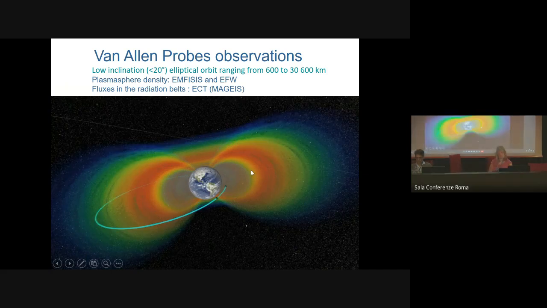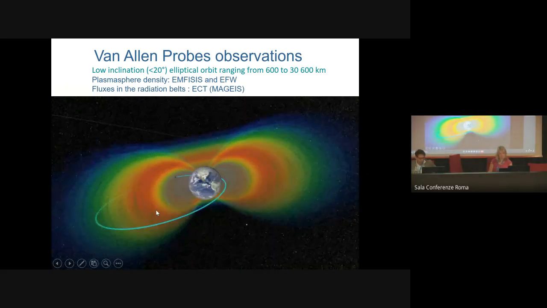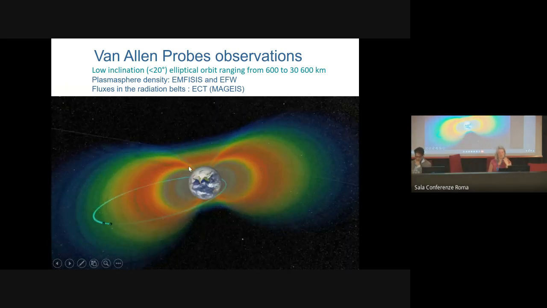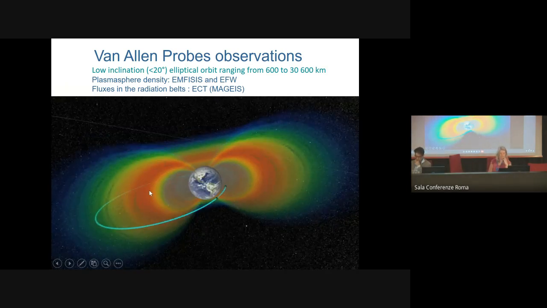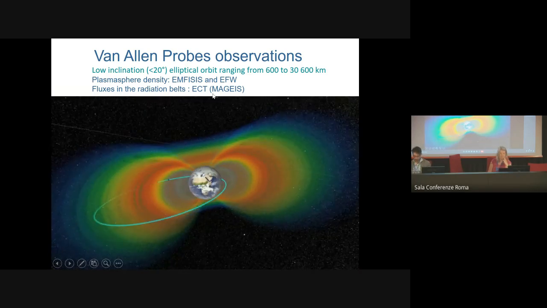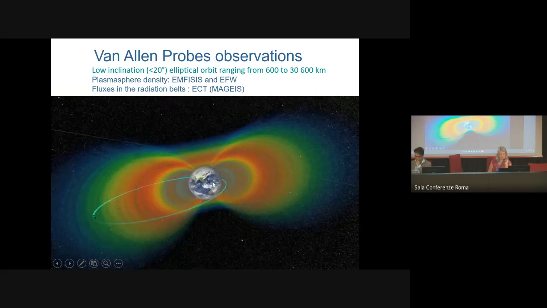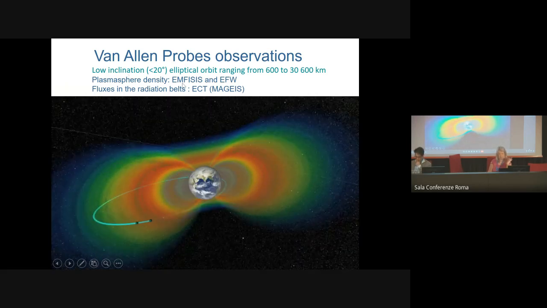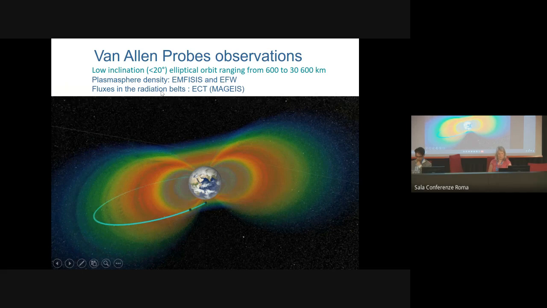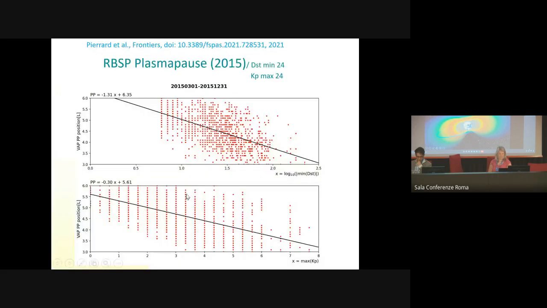trapped in these regions. And this was especially studied recently with Van Allen Probes observations. In 2012, these two satellites called the Van Allen Probes were launched by NASA with low inclination and a very elliptic orbit. And it could cross the plasmasphere and measure the density with electric field wave instruments, and also the radiation belt with MagEIS, for instance, for the electrons.